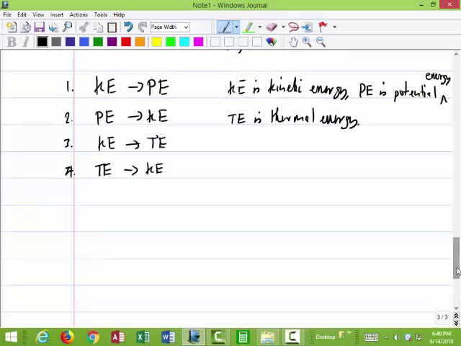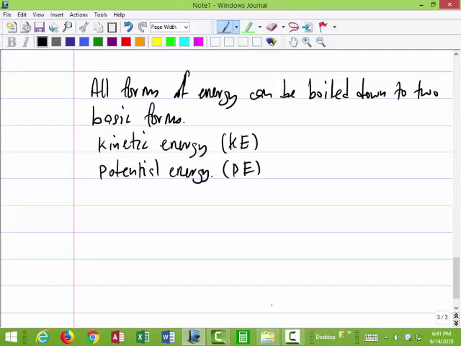What it comes down to is that all forms of energy can be boiled down into two forms: kinetic energy and potential energy. Let's look next at kinetic energy and potential energy, and we shall look specifically at the gravitational potential energy. This is in section 10.2. So let me write it out as kinetic energy and gravitational potential energy.